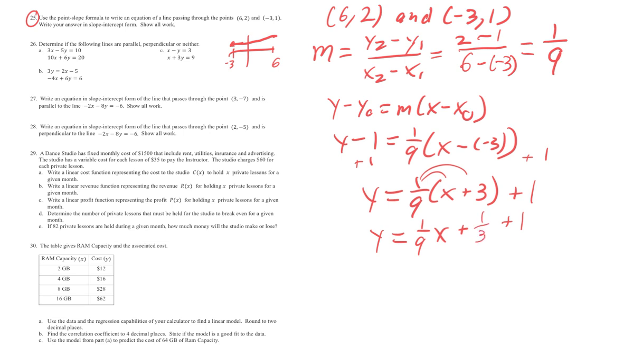So I want to add these together. Just make this one a 3 over 3. So y is equal to 1/9 x plus 1/3 plus 3 over 3, which is 4 over 3. That's going to be our equation passing through the points (6, 2) and (-3, 1), written in slope-intercept form.